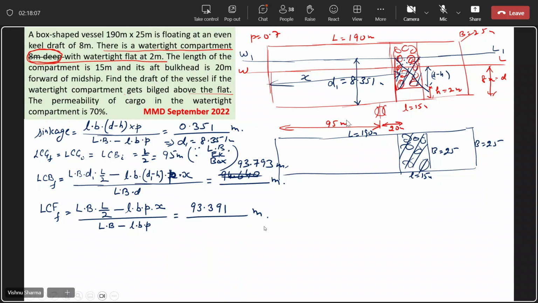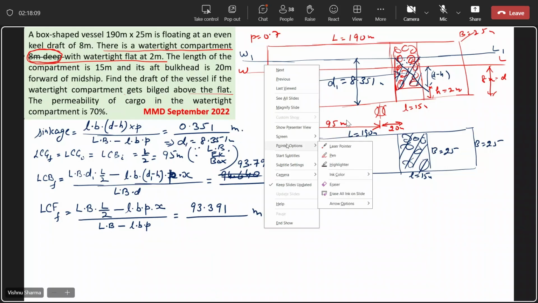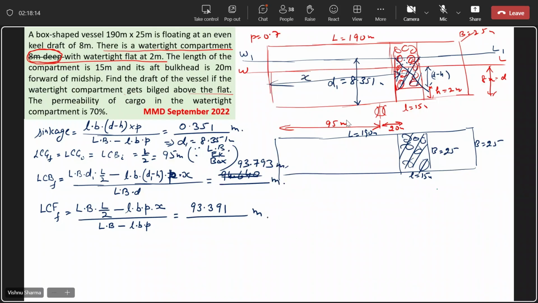First, we will mark the center of flotation at an approximate distance, which is naturally aft of midships. So LCF is 93 point something, half will be 95. So if the center of flotation is here, G1 will be here. We draw an athwartship axis through it, that is FF. And this distance you've already calculated as 93.391 meters, guys.